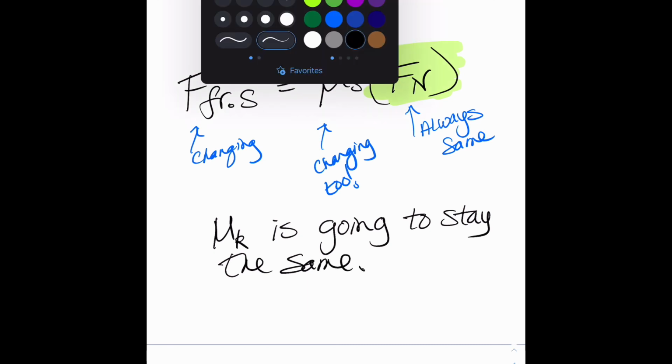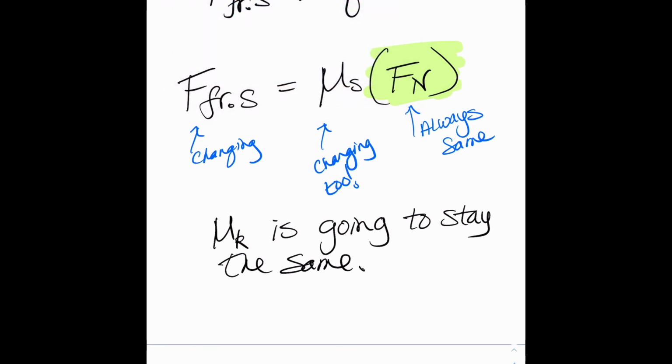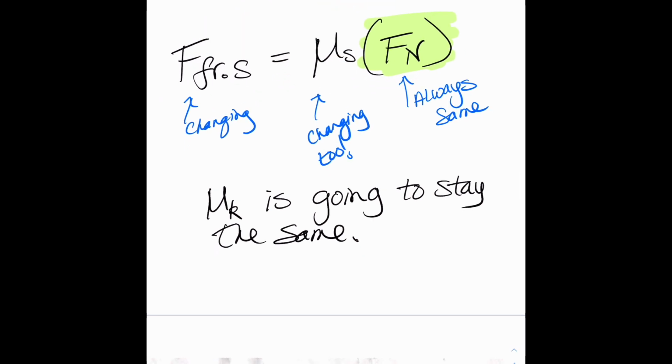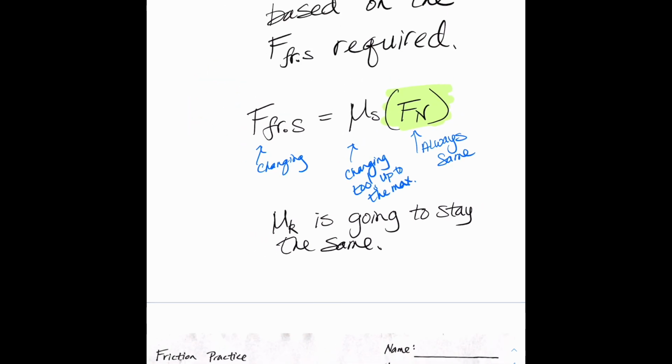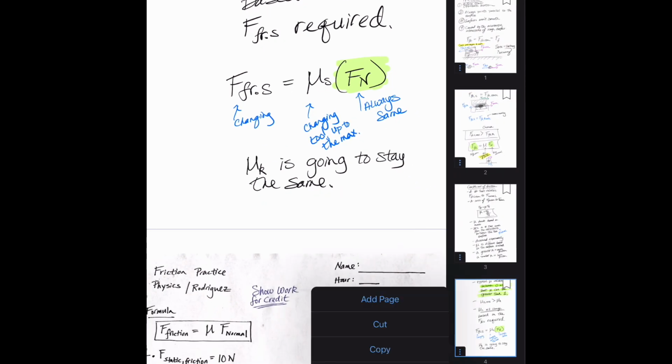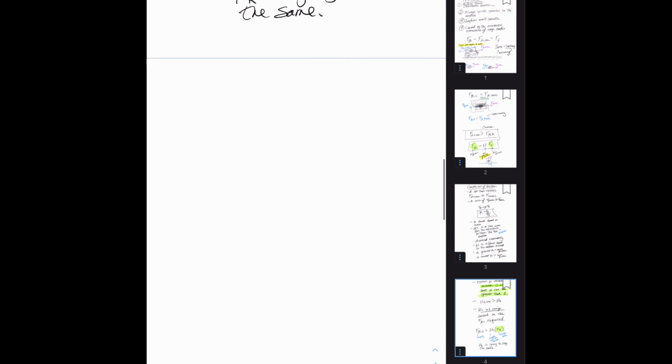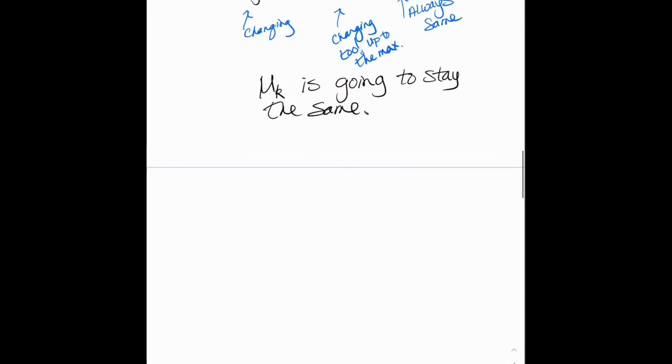So while mu static was changing, it only got as large as the max, right? And you can write here up to the max, right? Because obviously it can't go past the maximum. That's the most friction static that you're going to have. Okay. Good. Hopefully this is making sense. Boy, I keep adding more pages. Well, all right. You can see sometimes why these lectures go so long.